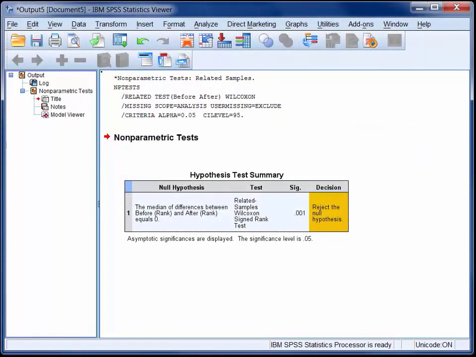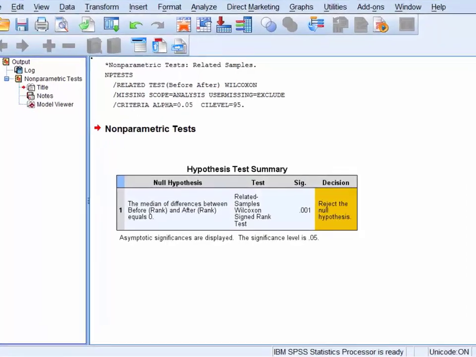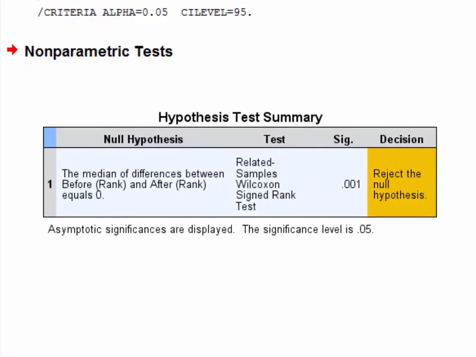So when you run a Wilcoxon signed-rank test in SPSS, the default display is quite minimal. However, it can be expanded to provide more detail. Before that though, let's work through this hypothesis test summary table. So here we can see that a related samples Wilcoxon signed rank test was run, and the null hypothesis for this test was that the median of differences between the before and after rankings is equal to 0. So in other words, that GM ingredients were ranked the same at both points in time.